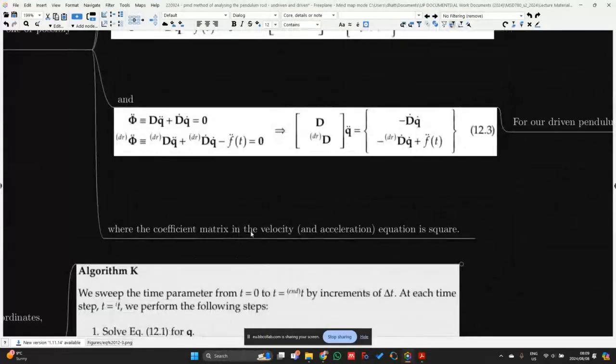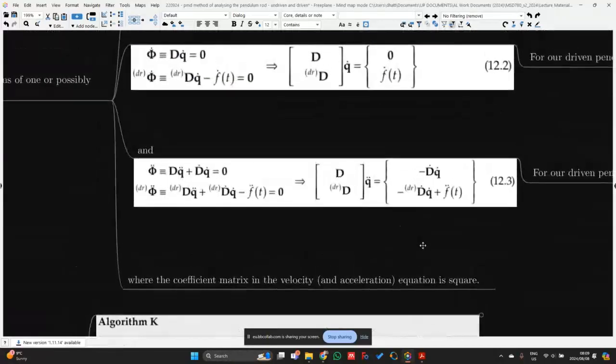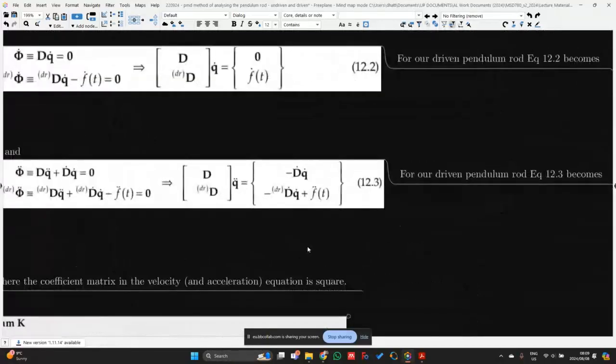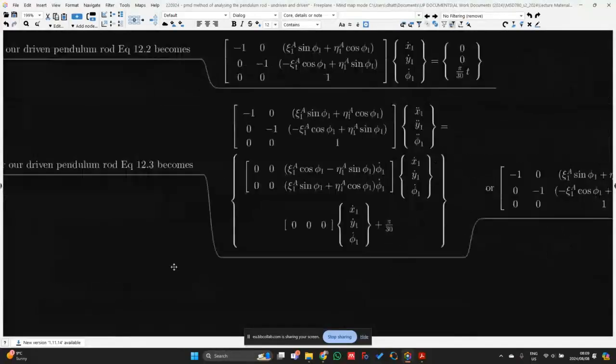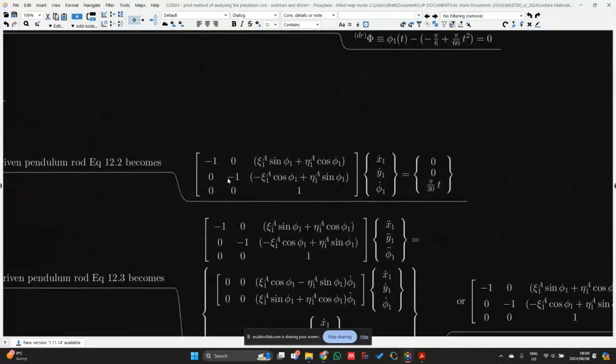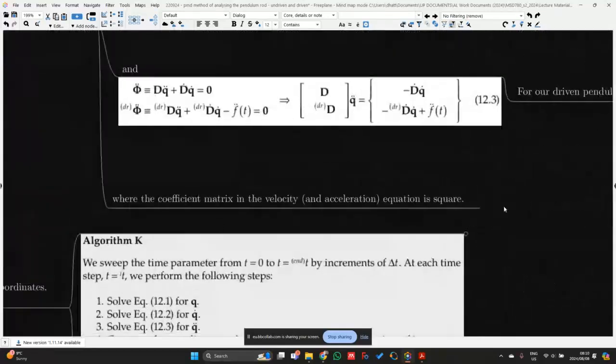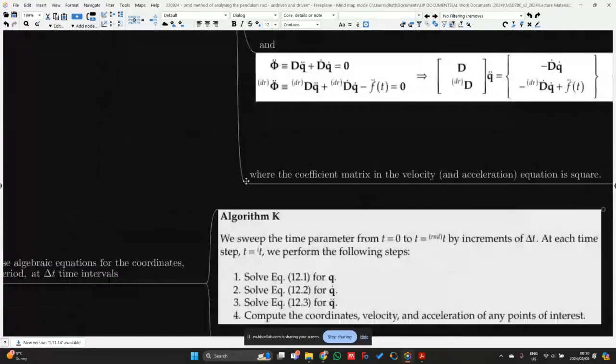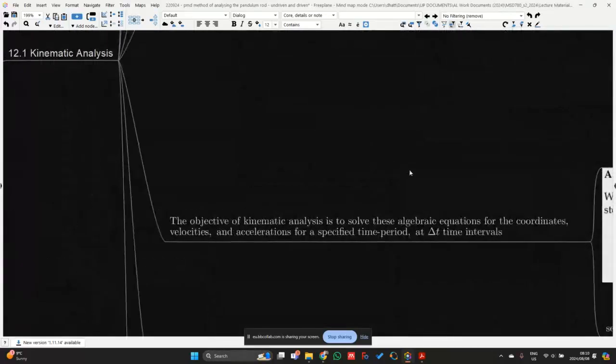Okay, so the coefficient matrix in the velocity and acceleration equation is square, so that's just important to note as well. What we mean by that is, if we go back to this one, we can see that it's a 3x3 matrix over here, which we multiply by our acceleration vector, and then we have exactly the same matrix over here for our velocity calculations. Okay, so any questions so far on this?